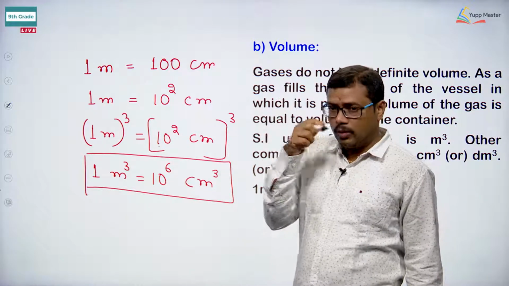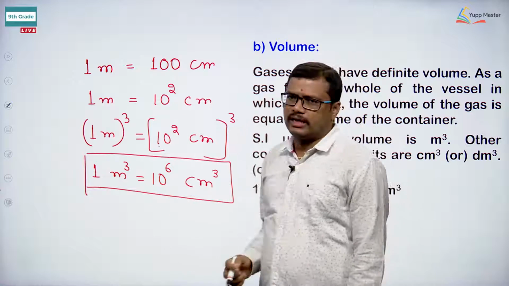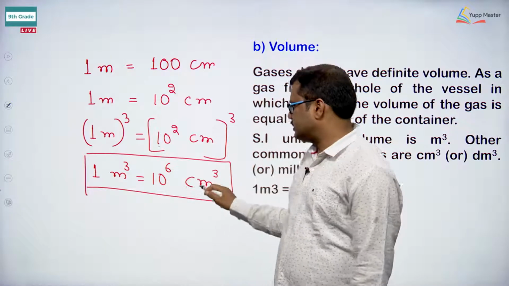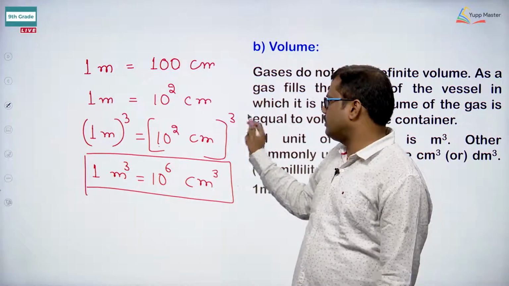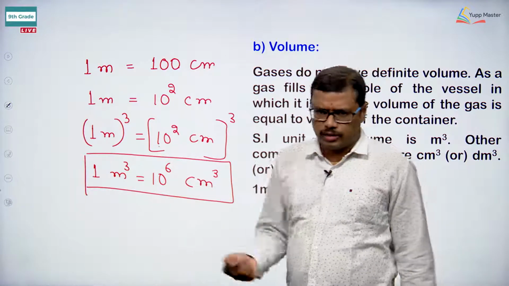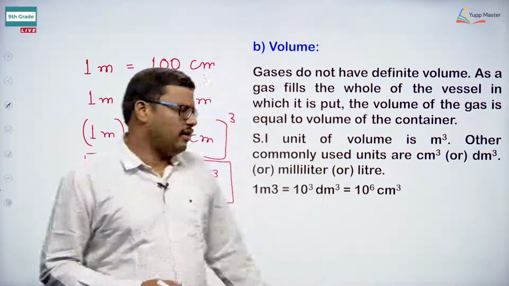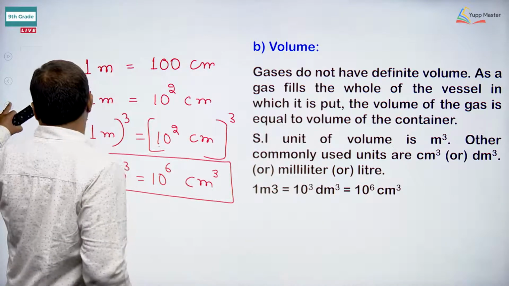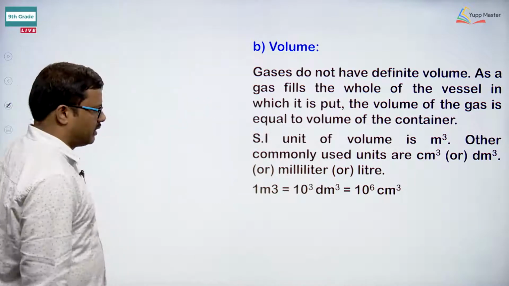Okay, 10 to the power of 2, whole power 3, so it will be 2 times 3 is 6, so 10 to the power of 6 centimeter cube. So 1 meter cube equals 10 to the power of 6 centimeter cube. So this is one correlation that we can derive between the meter and centimeters.